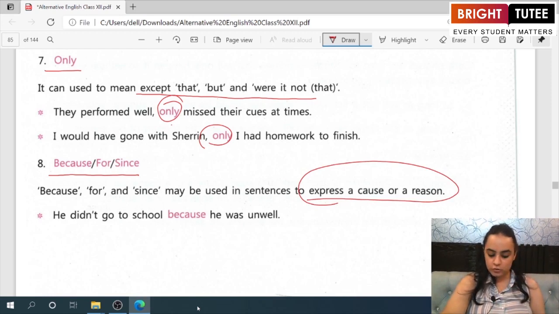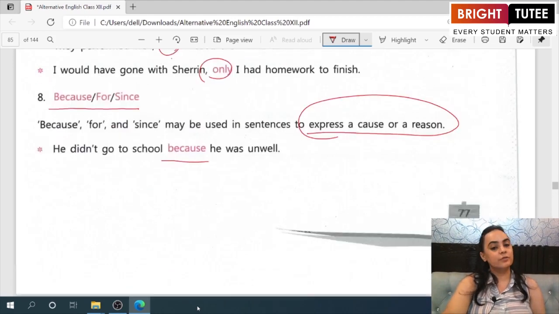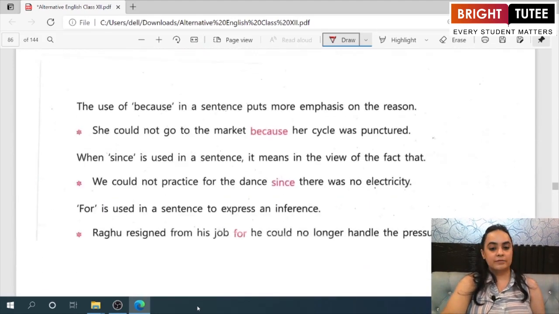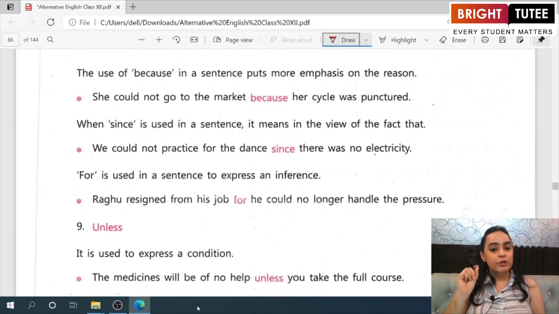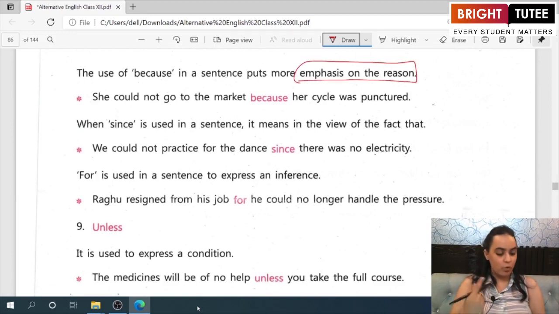He did not go to the school because he was unwell. So what was the reason for him not having gone to the school? Because he was unwell. Now, using because puts more emphasis on the reason. She could not go to the market because her cycle was punctured. So what was the reason? Her cycle was punctured.